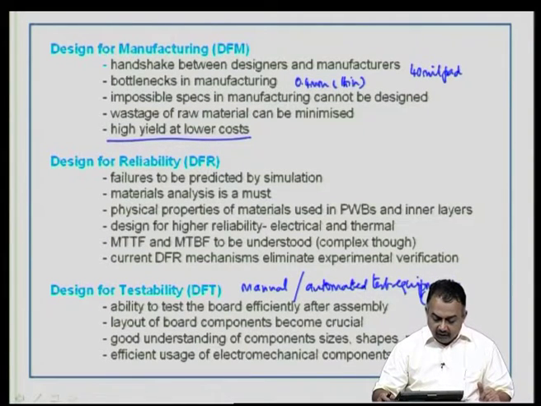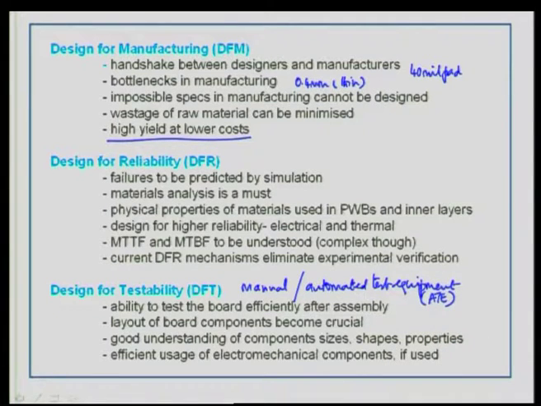And then efficient usage of electromechanical components, if they are used, because you can't clutter the board with large electromechanical components, and if it becomes too difficult and tedious to test, then you end up with a lot of trouble in testing.